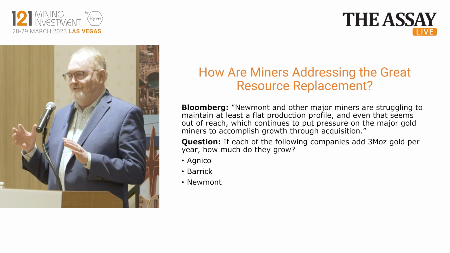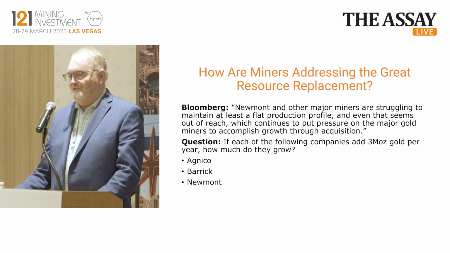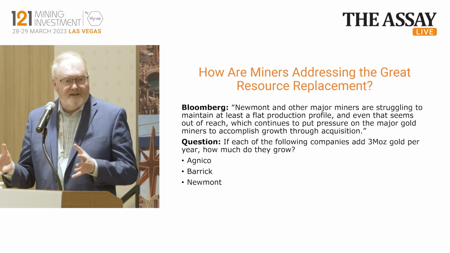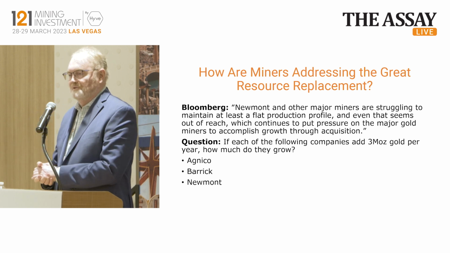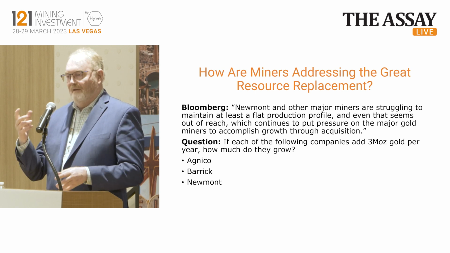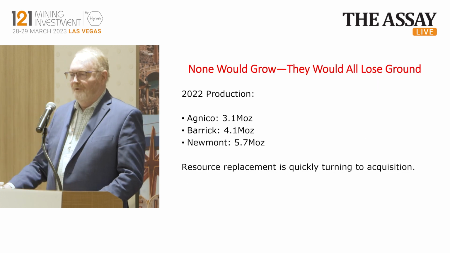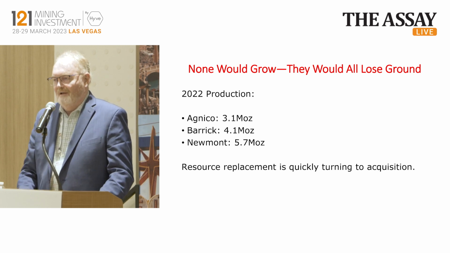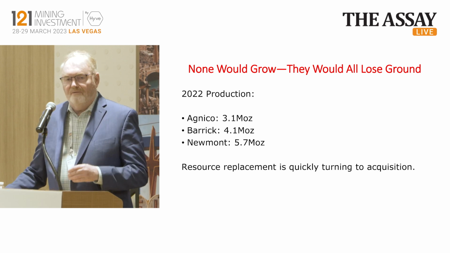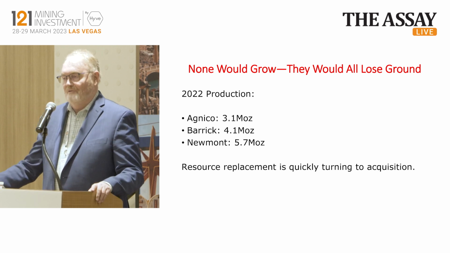So to give you an idea of just what we're talking about, here's a question. If each of the following companies added 3 million ounces of gold per year, how much do they grow? So let's say they're drilling and they make more discoveries and prove up some more resources, grow their reserves, 3 million ounces a year. How much do they grow? Agnico, Barrick, and Newmont. How much do they grow? None would grow. They would lose ground. Agnico Eagle produced 3.1 million ounces last year. So even if they find 3 million ounces a year in reserves, they lose ground.